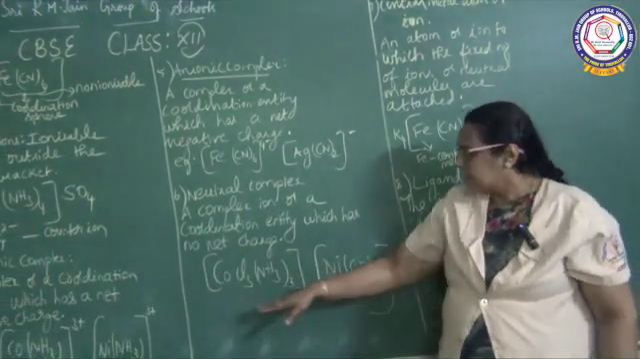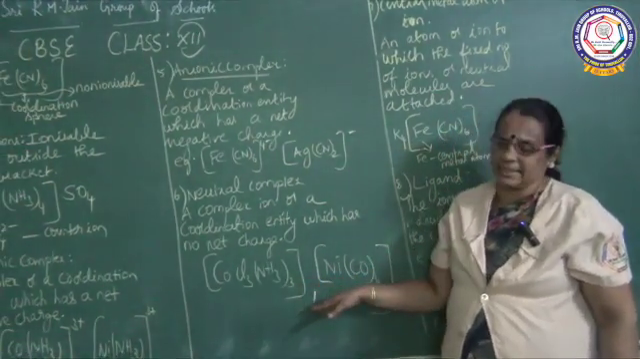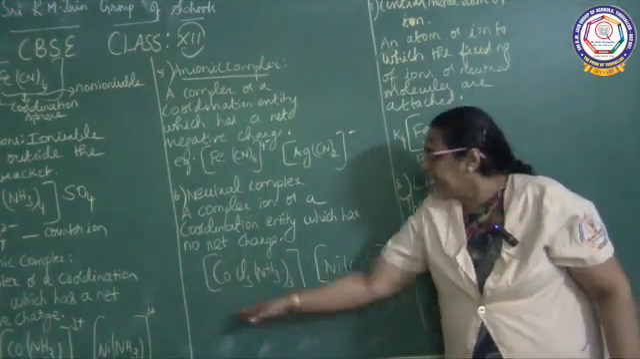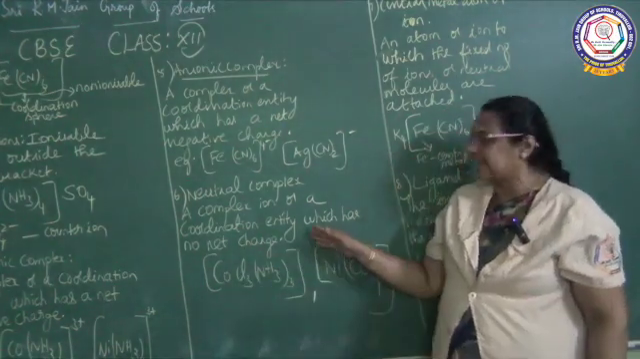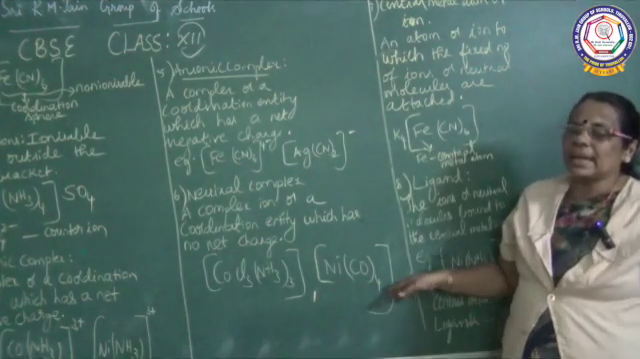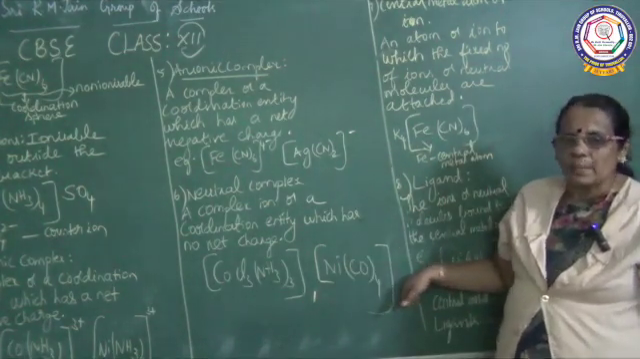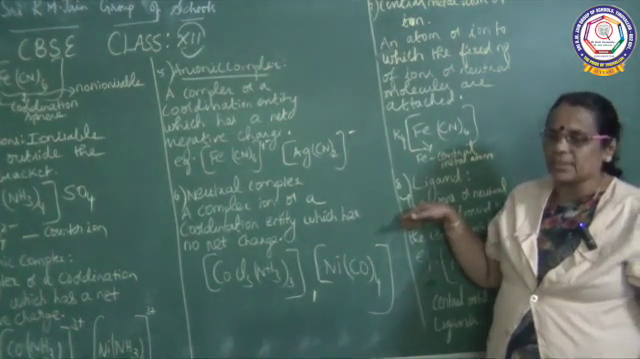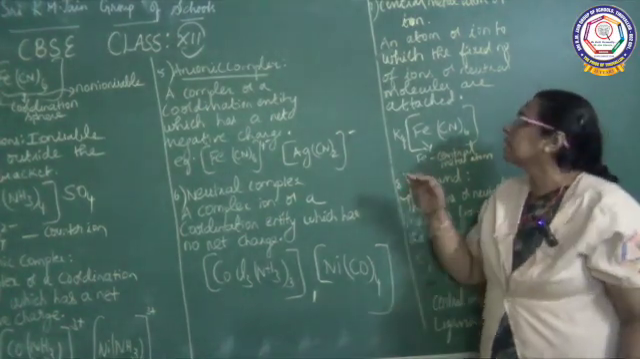For example, Co(NH3)3Cl3. Here you see the coordination entity doesn't have any charge, so it is a neutral complex. Similarly, nickel tetracarbonyl is also a complex compound which doesn't have any charge, so it is a neutral complex.